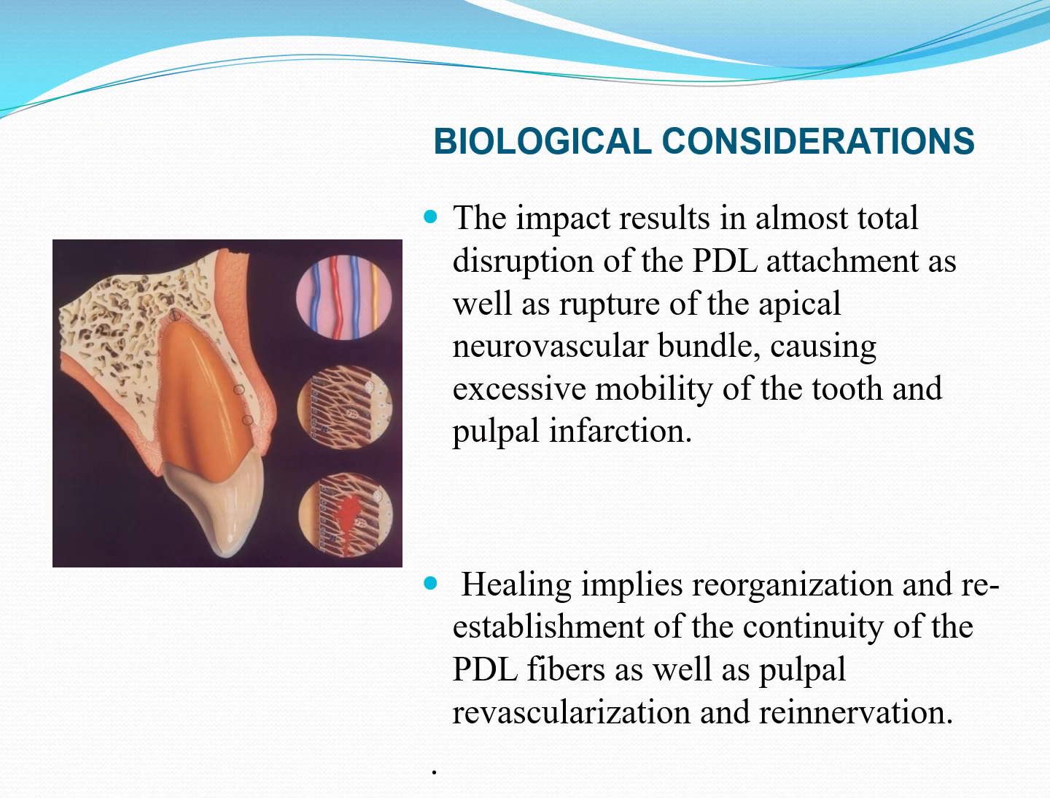So what are the biological considerations? Impact results in total disruption of the periodontal ligament attachment as well as rupture of the apical neurovascular bundle, causing excessive mobility of the tooth and pulp infarction. So due to the damage to the periodontal ligament attachment and rupture of the apical neurovascular bundle, it causes excessive mobility of the tooth as well as pulpal infarction.